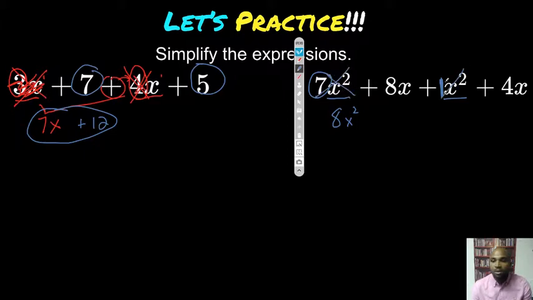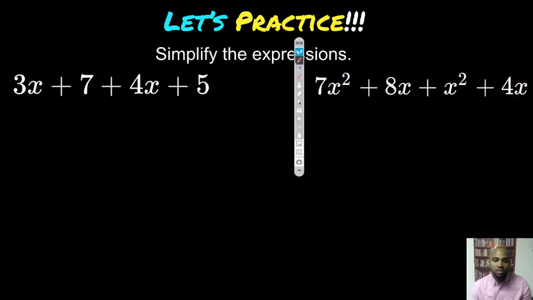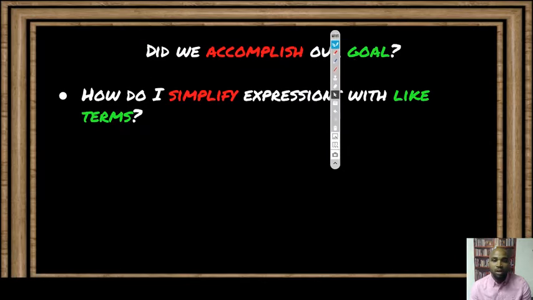Cross those out. And let's go to the next variable with the next lowest exponent. So we got 8x and 4x. I like to identify those by underlining or circling so I know where they are. And I'm going to combine by adding the coefficients. So that now gives me 12x, and I'm done. Moving on. All right, pretty simple enough.